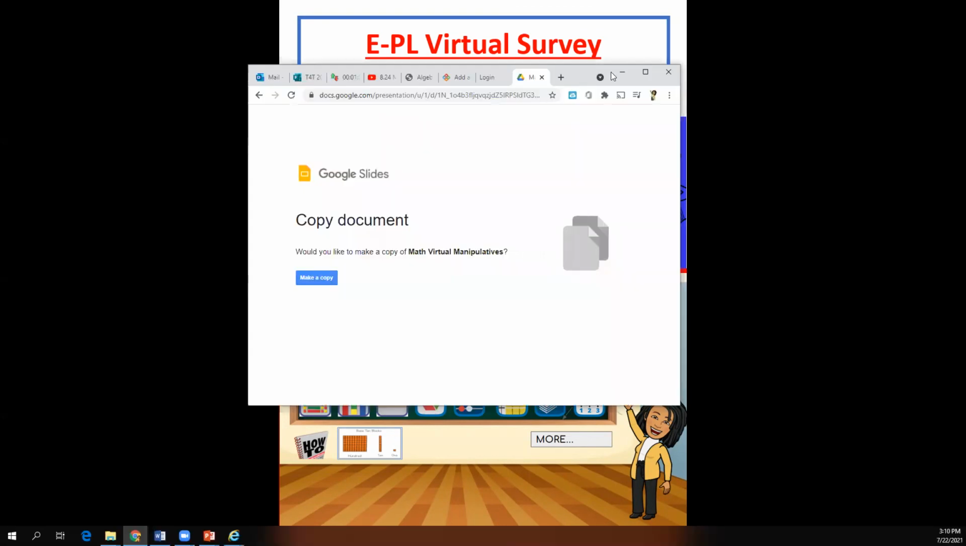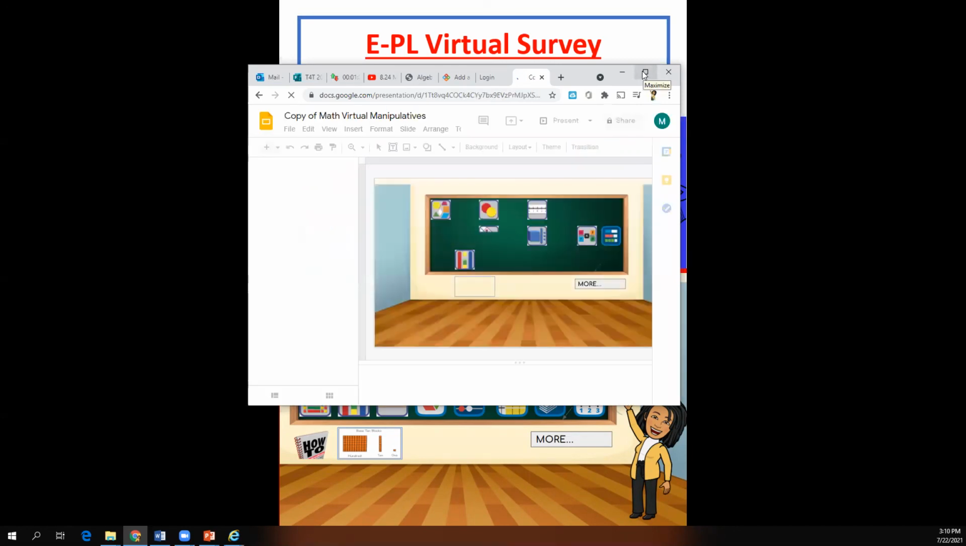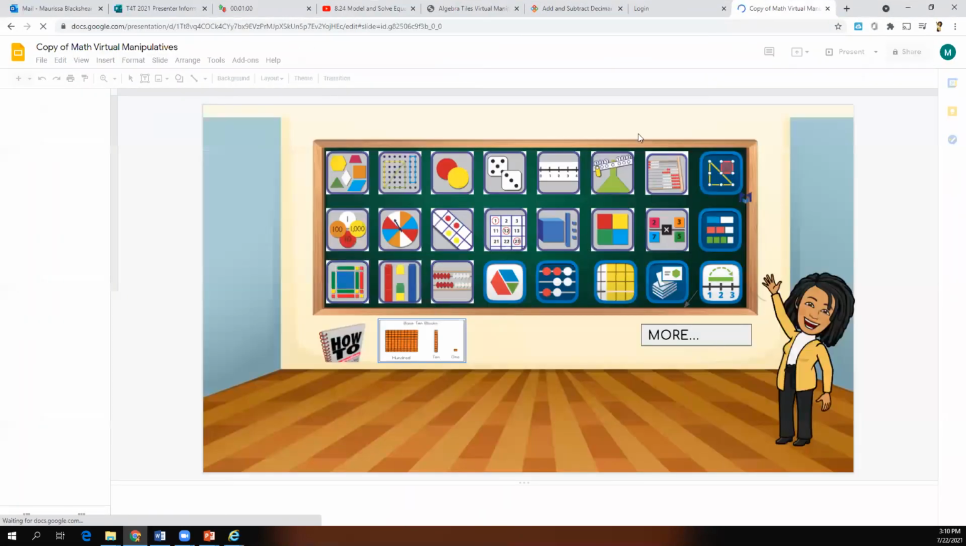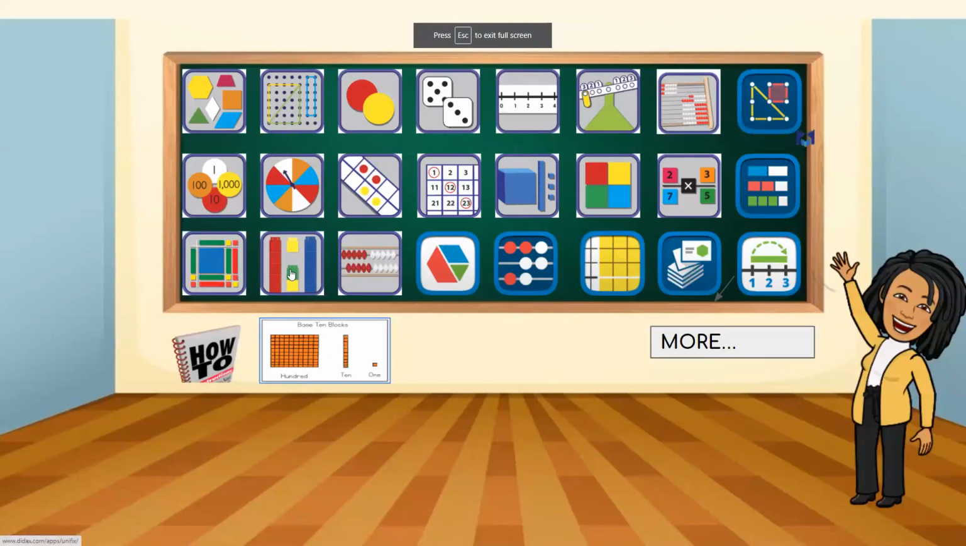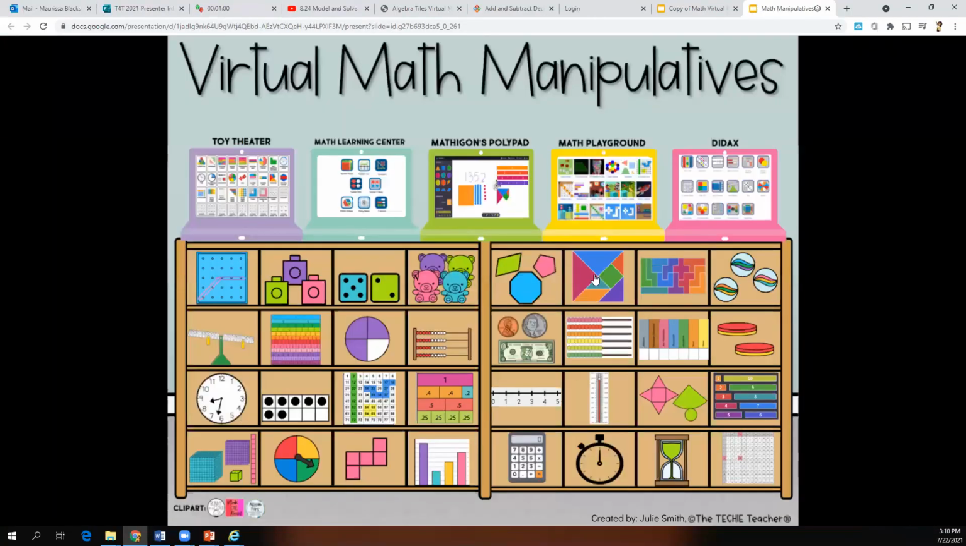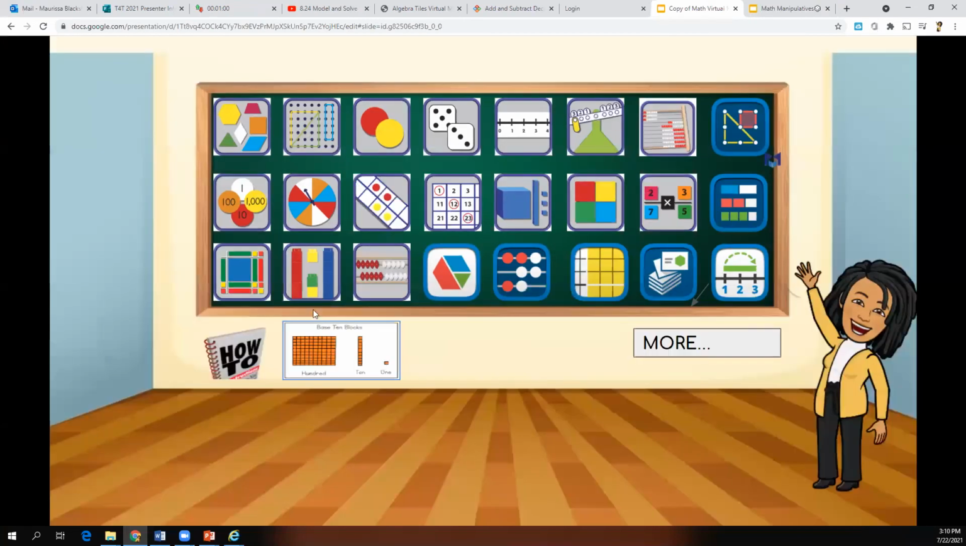So when you first click on it, it's going to ask you to make your own copy. Then you'll be able to put it into your own Google presentation. You can embed it onto your Canvas. You can remove my Bitmoji and use it on your own. But you're able to click on the different virtual manipulatives. And then if you click more, we have more virtual manipulatives.